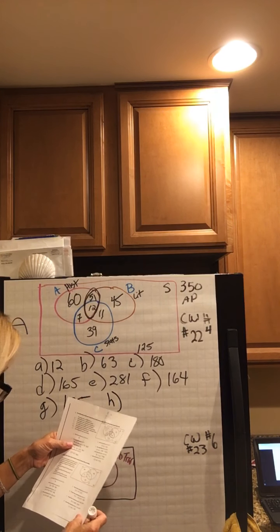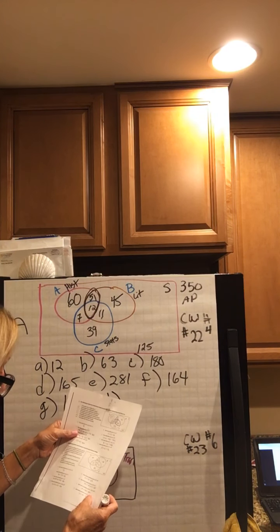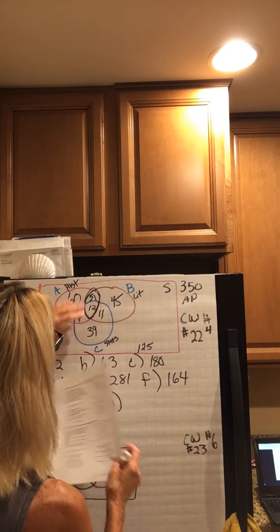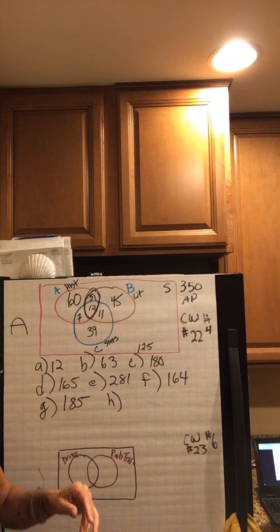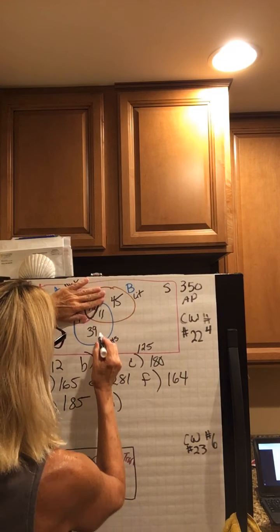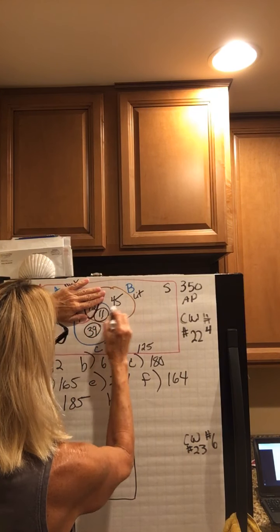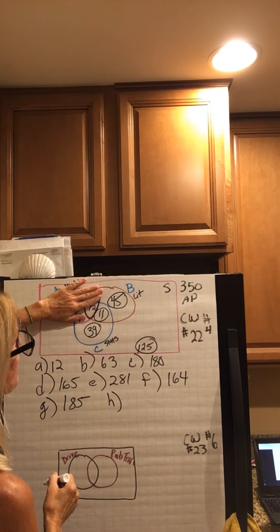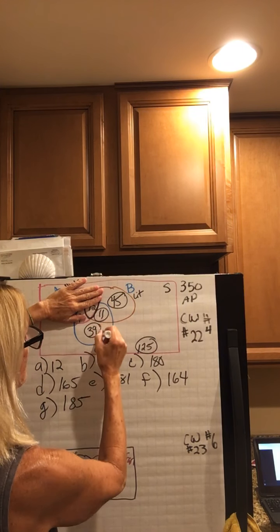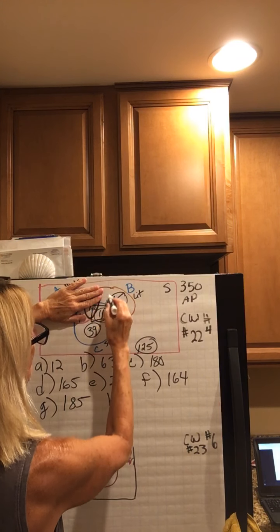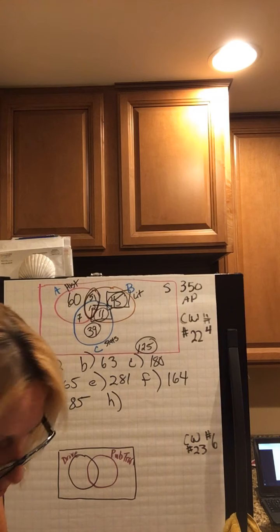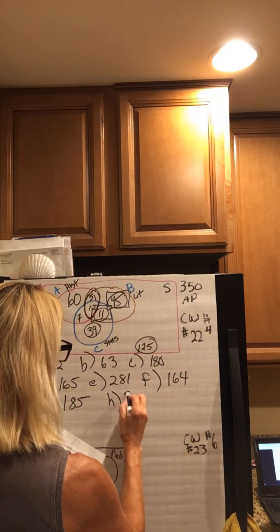And then H says how many students are in not A intersect B. So let's do not A. So this is what I'm going to draw, not A. So not A are this. That's not A, but then they have to intersect B. So the ones that intersect B would be those two. So on those two, that would be 56.